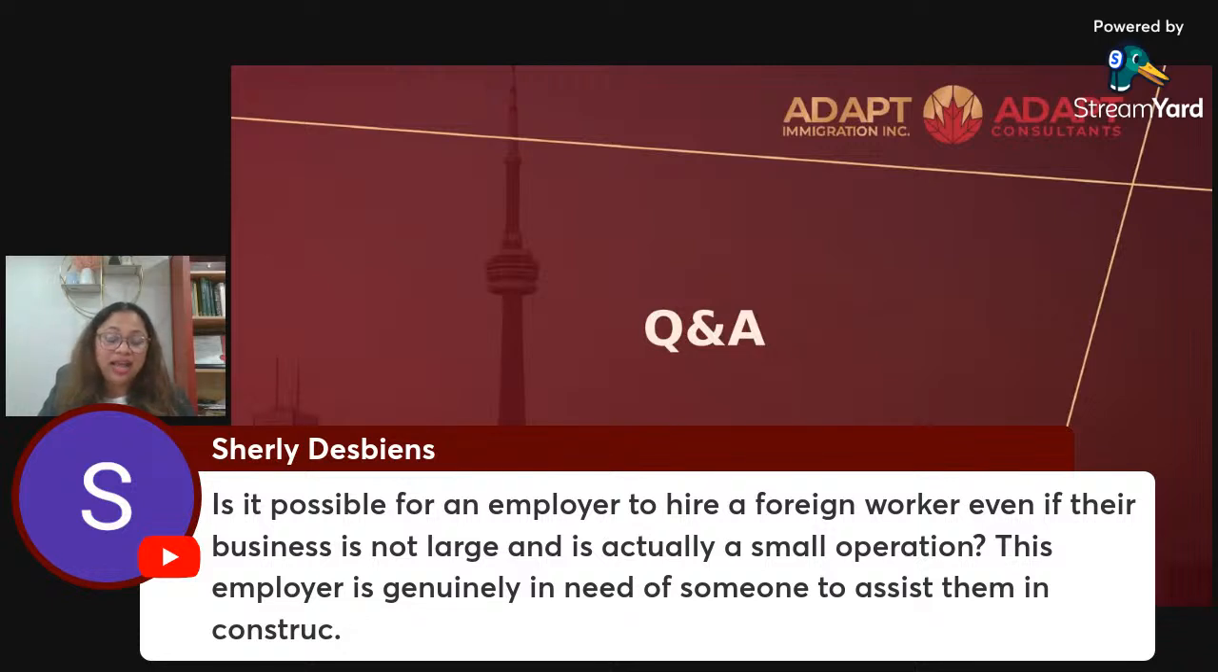It's about whether they have enough business revenue. How long have they been in business? Can they demonstrate that they can afford the foreign national's salary and wages? These are the things that you'll have to keep in mind before they get the LMIA.